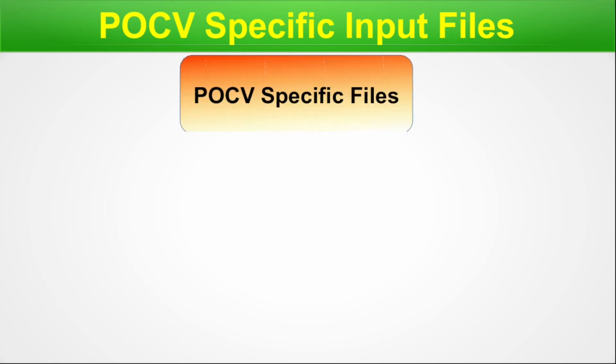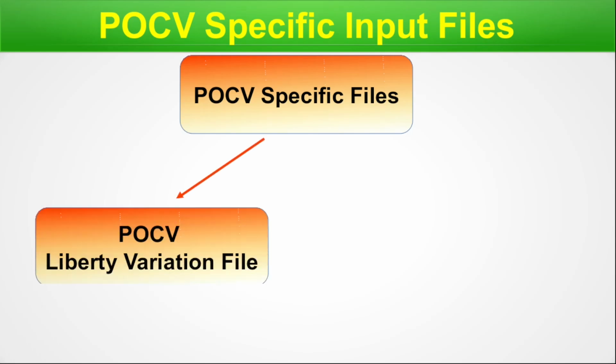POCV specific input files. This is the thing that I was mentioning a few slides ago. We will talk about how the input files are different. Mostly, the POCV specific files are what we are talking about here. The rest of the files, whatever we have discussed for STA, will be there. However, we need some additional files, and these additional files can be provided to the POCV engine in two ways. The first way is the POCV Liberty Variation file. I just talked about this a few slides back. It is also called POCV LVF, which I think comes in the timing library.